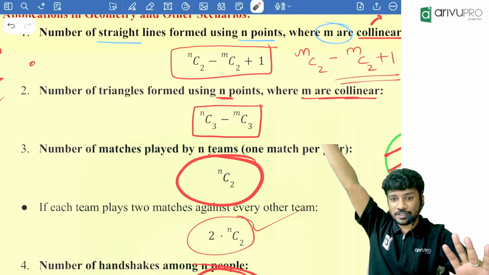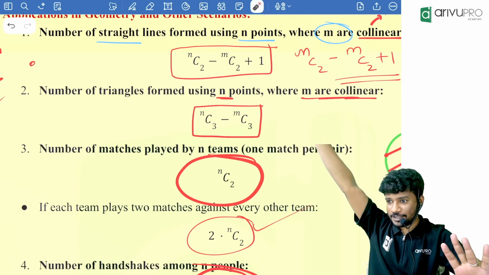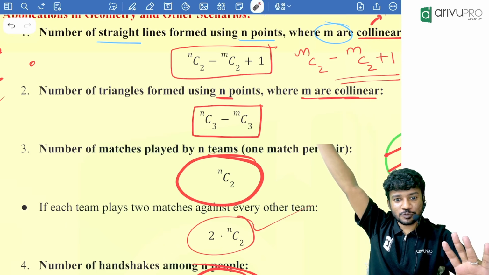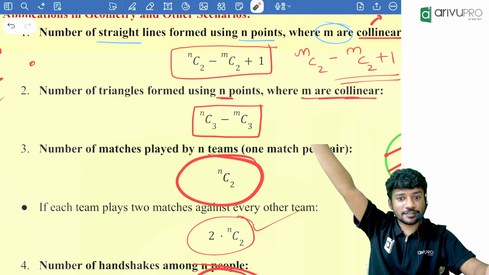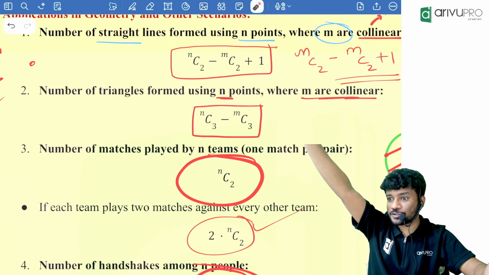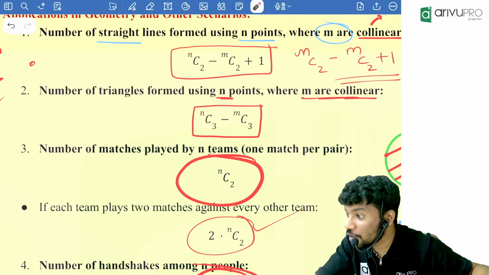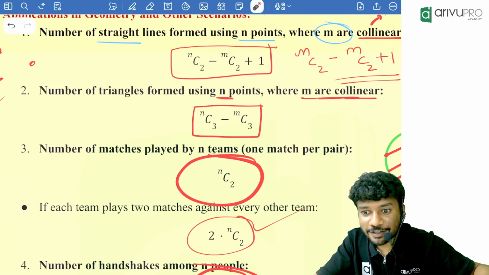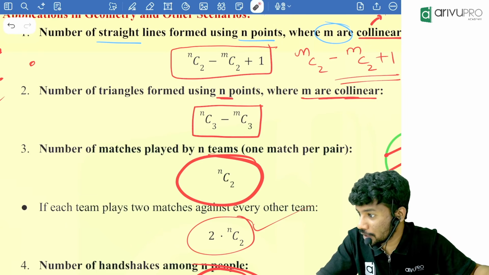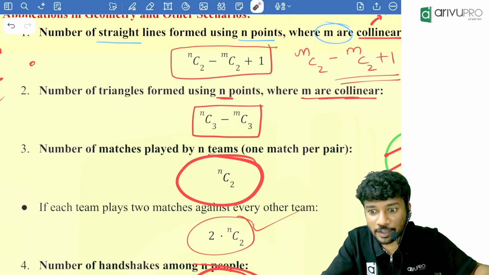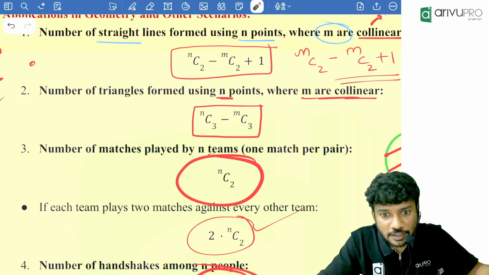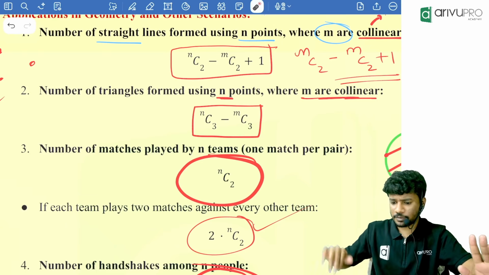Now, I will ask a question. There are four options, and you need to choose one option. How many ways can it be done? 4C1 ways. Four options are there, you need to choose one. That means there are four ways for you to answer that one question: either you can mark A, or B, or C, or D. Four ways are there.